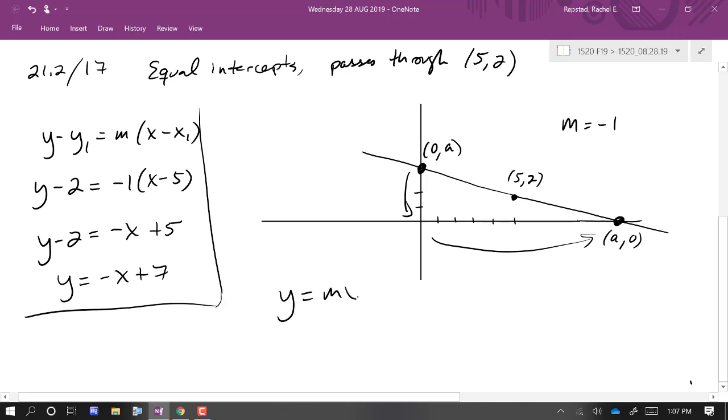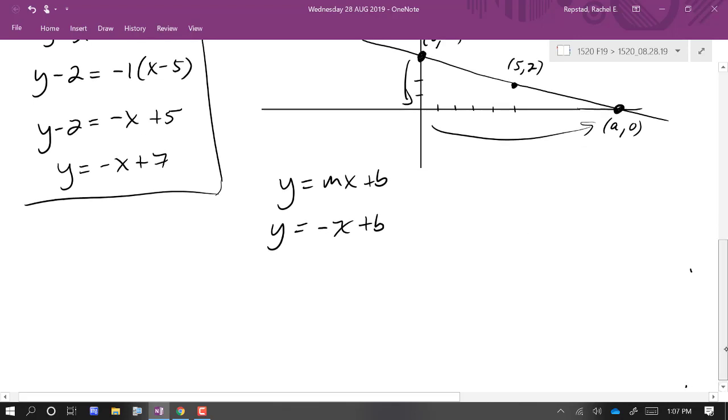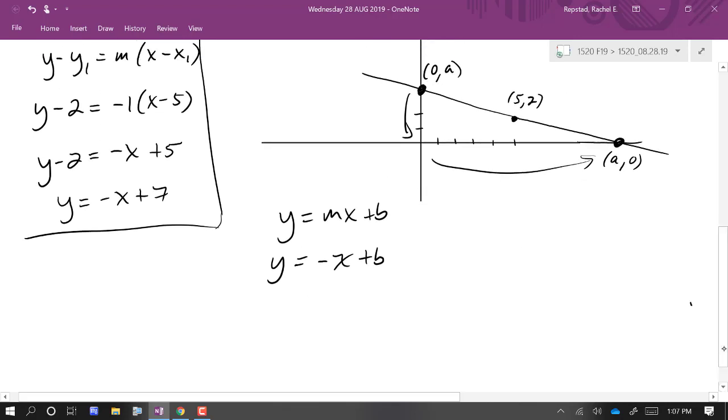y equals mx plus b. So let's see, y equals negative x plus b. How would we find b? So if we know the coordinates of a point that's on a curve or a line, what are we allowed to do? Plug it in for x. We could plug them in, yeah.